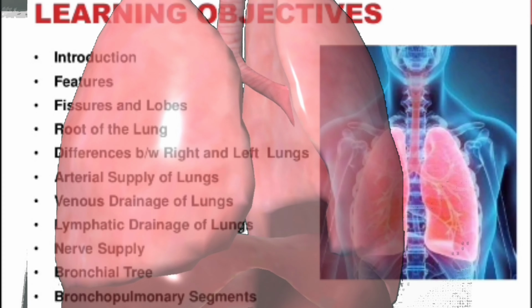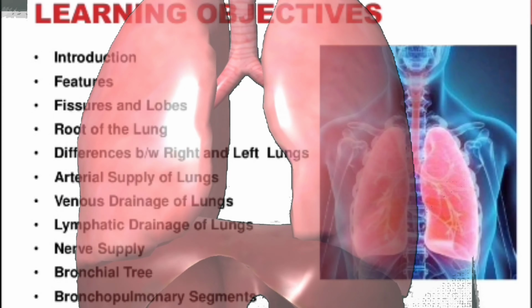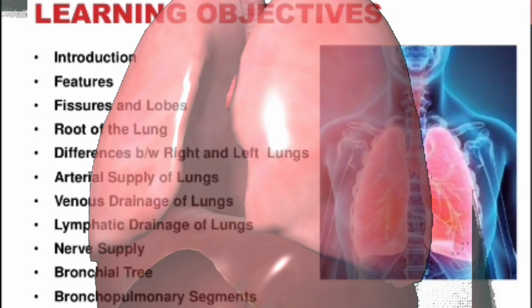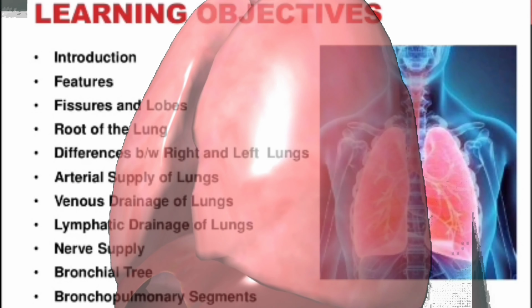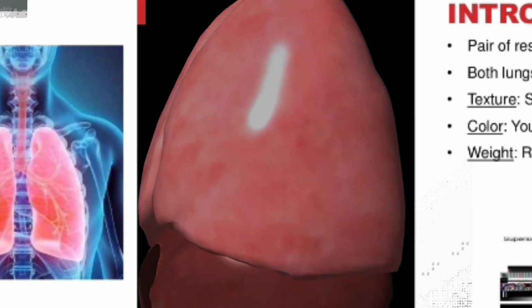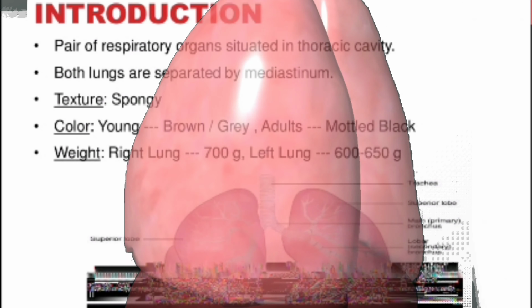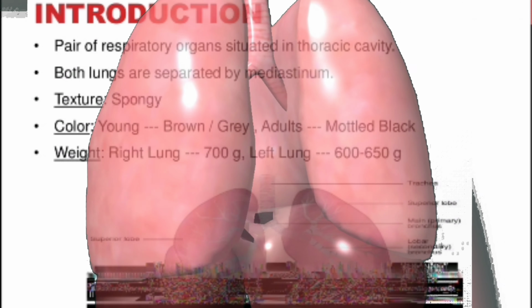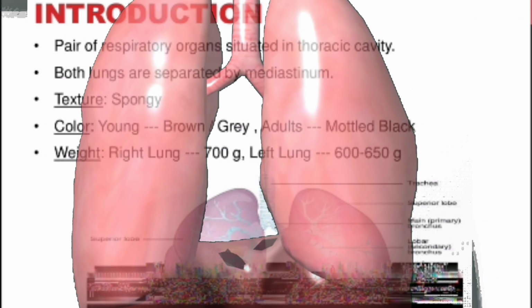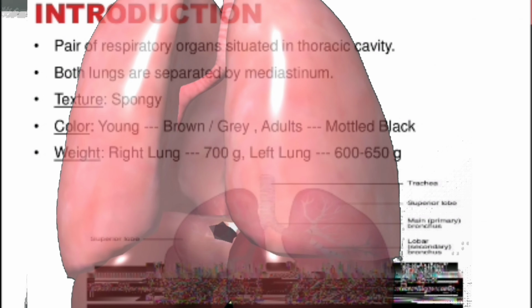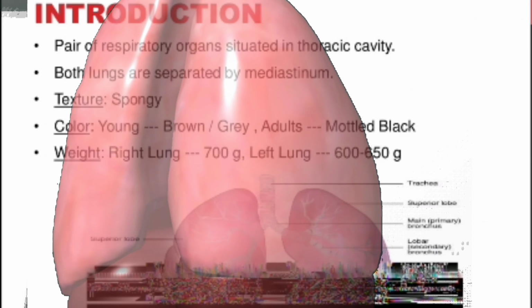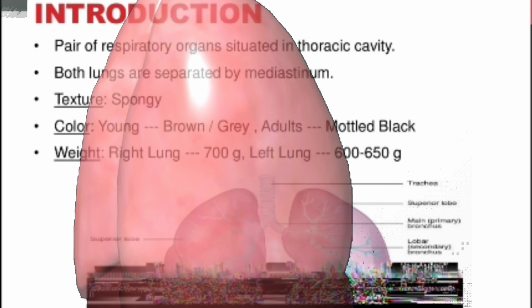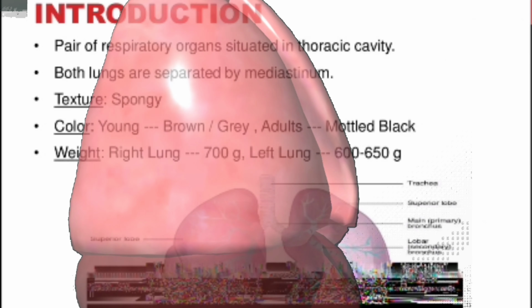Lungs are a very important organ in the human body. We have to maintain our lungs and keep them healthy, especially during this COVID pandemic. The lungs are a pair of respiratory organs situated in the thoracic cavity. Both lungs are separated by the mediastinum. The texture is spongy. The color of the lungs in the young is brown gray, and in adults it turns moderate black.